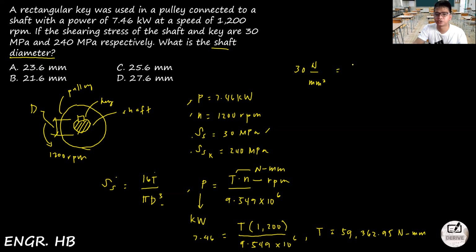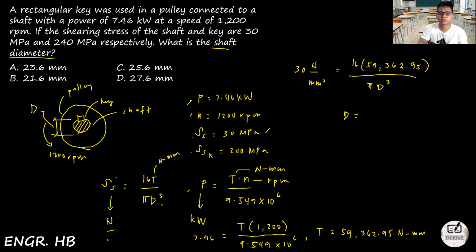30 Newton per mm squared is equal to 16 times 59,362.95 divided by pi d cubed. So the diameter is unknown. It's automatic: if your torque is in Newton mm and your shearing stress is in Newton per square millimeter or megapascal, the diameter you get is in millimeter. Don't erase your answer for the torque: 16 times the answer divided by pi times 30 underneath. So get the cube root. The answer is 21.6 mm.